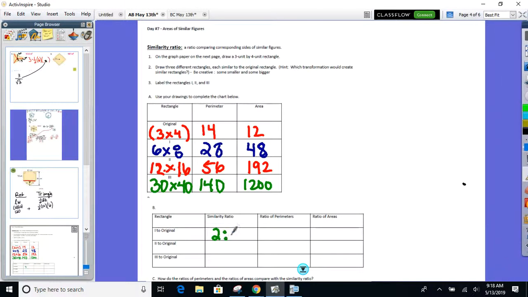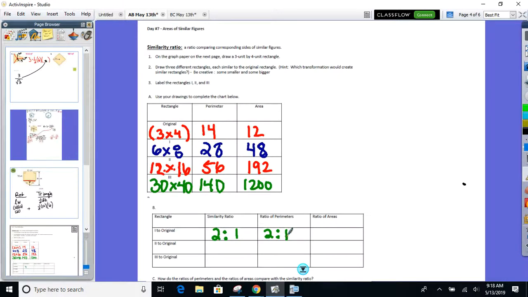I want you to do the same thing, but take their perimeters right now. What was the perimeter of rectangle 1? 28. Perimeter of the original. 28 to 14. That's a ratio of? Oh, shocking.